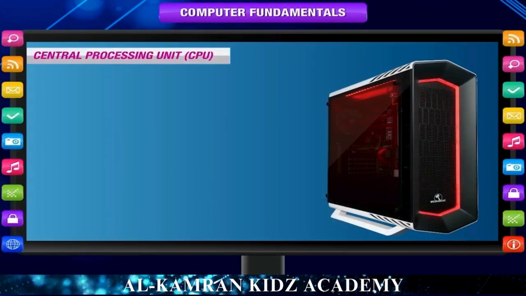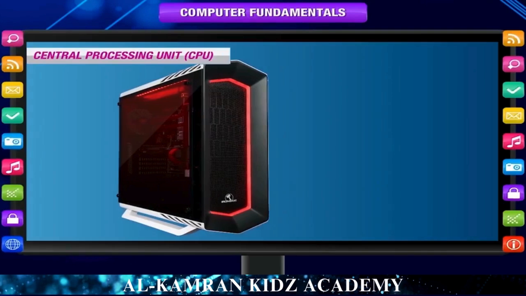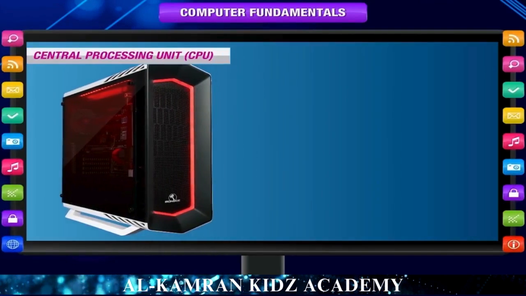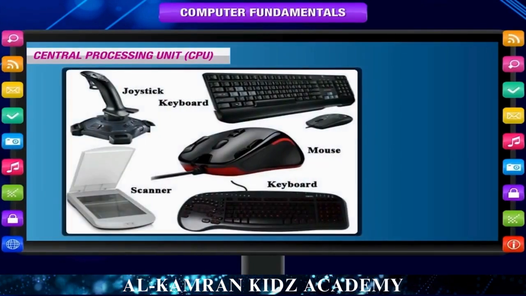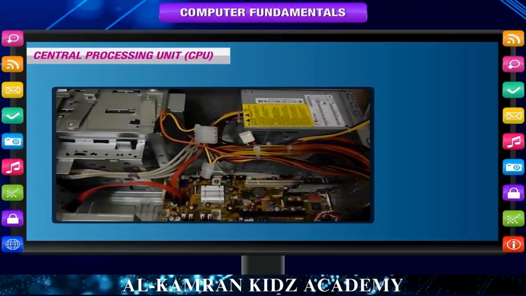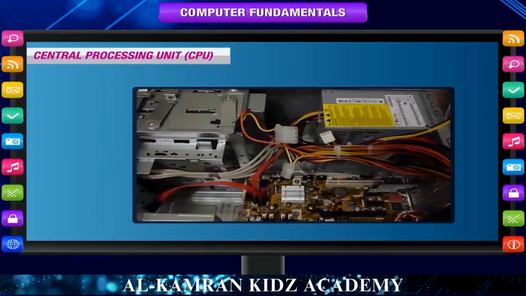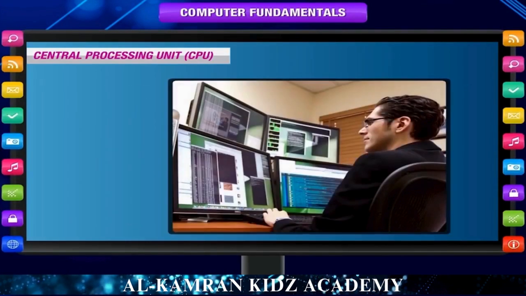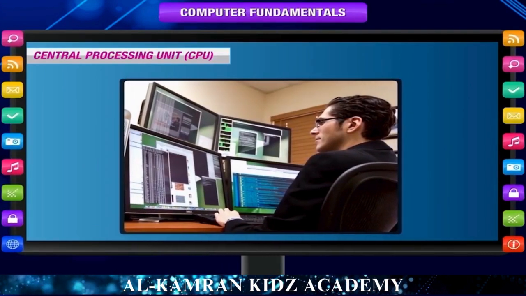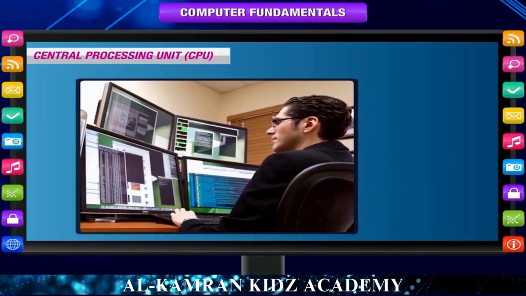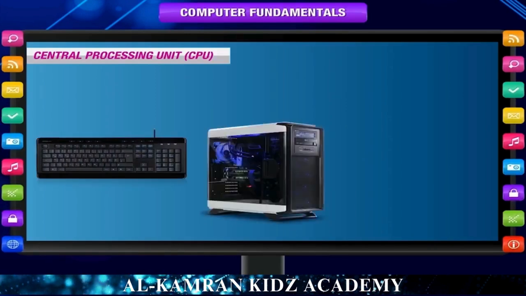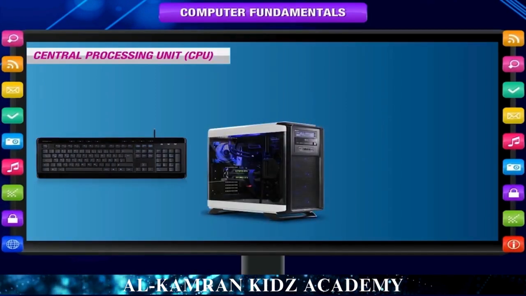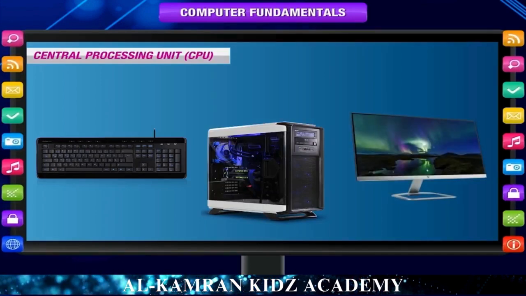Central Processing Unit or CPU. The CPU is the most important part of the computer system. It manages all the activities of the computer. All other electronic components are connected to the CPU through wires or cables. The actual processing is done within this unit only. That is why it is called the brain of a computer. It takes input through the keyboard, stores it, does all the processing and calculations, and displays the results on the monitor as per your instructions.